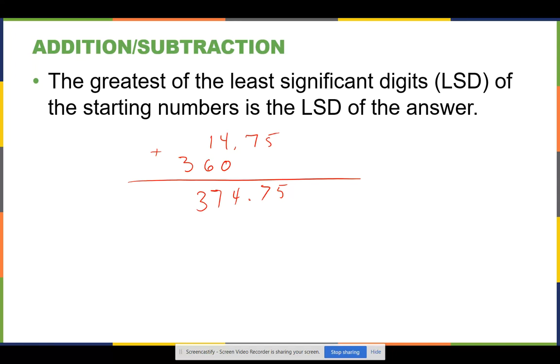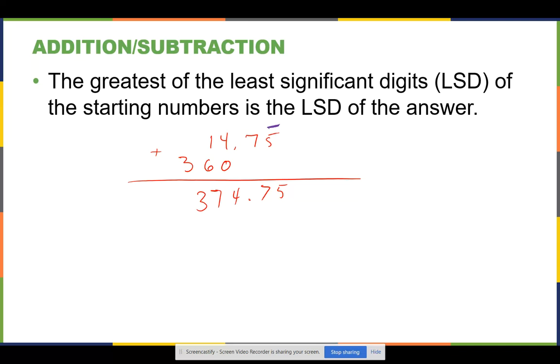Okay, what Myra said is correct, the 5. Some people might say, well, 1 is a smaller number than 5. We're not talking about how big the number is, we're talking about its place in the number. So the 5 is in the 100th place. So this is the least significant digit in that number.